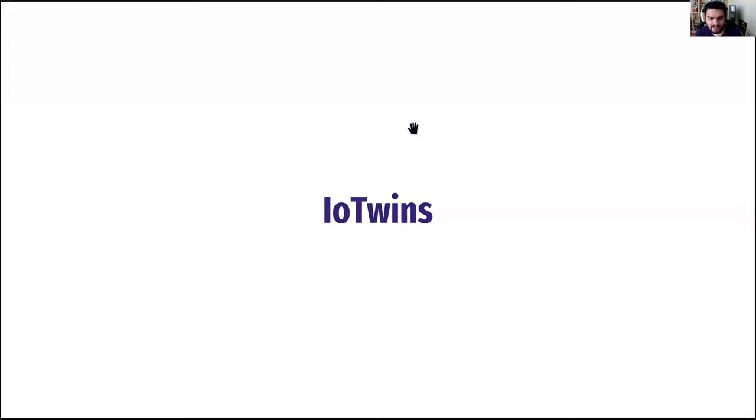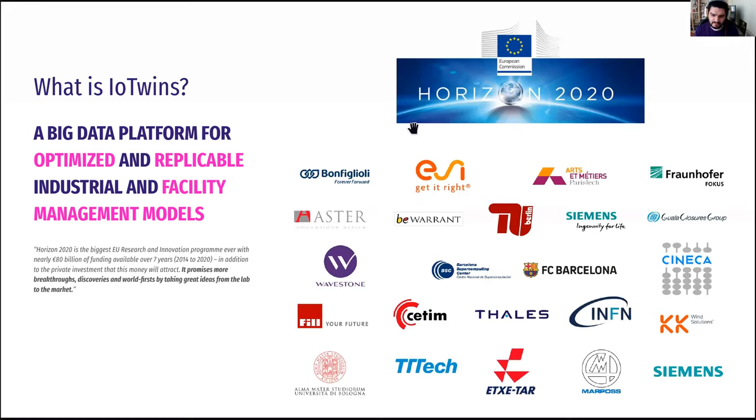So what is IoTwins? What is this kind of weird, fancy name? So if you look at the definition, IoTwins is a big data platform for optimized and replicable industrial and facility management models. And it's a very big project in the Horizon 2020, with funding from the European Commission. So you see here lots of logos. It's because every logo represents a company, a university, a research center, or even a football team that joined to make a reality a very ambitious project like this one.